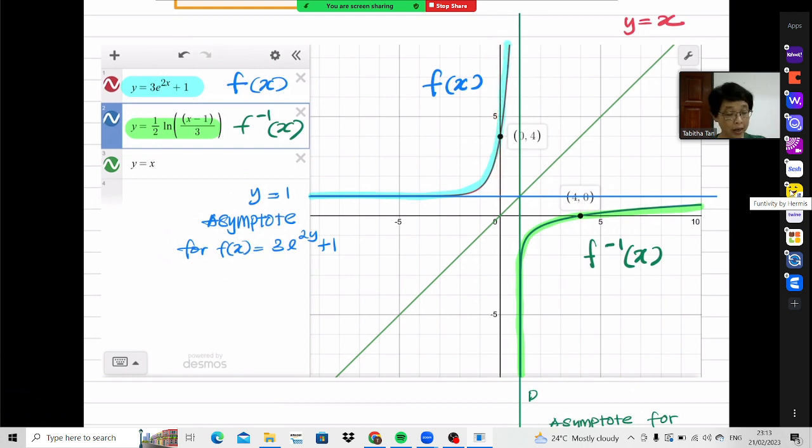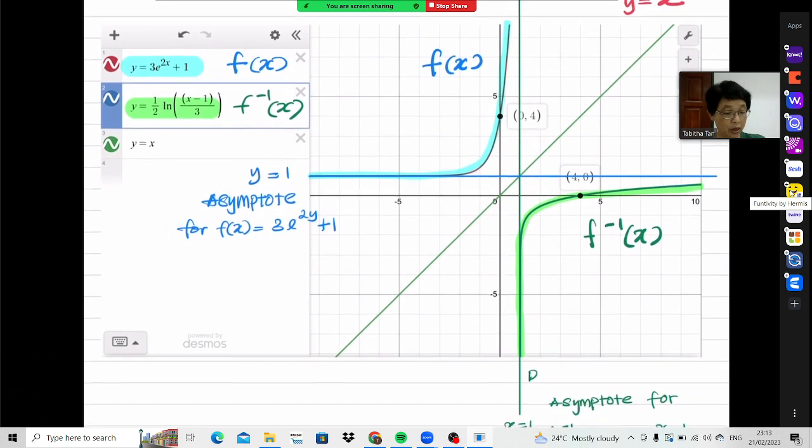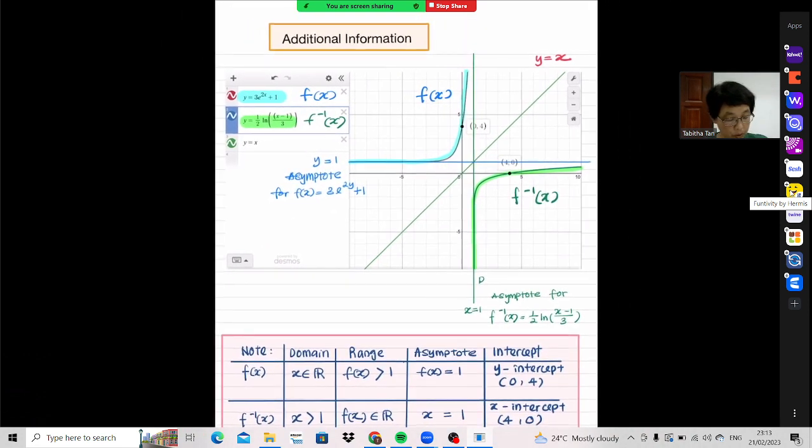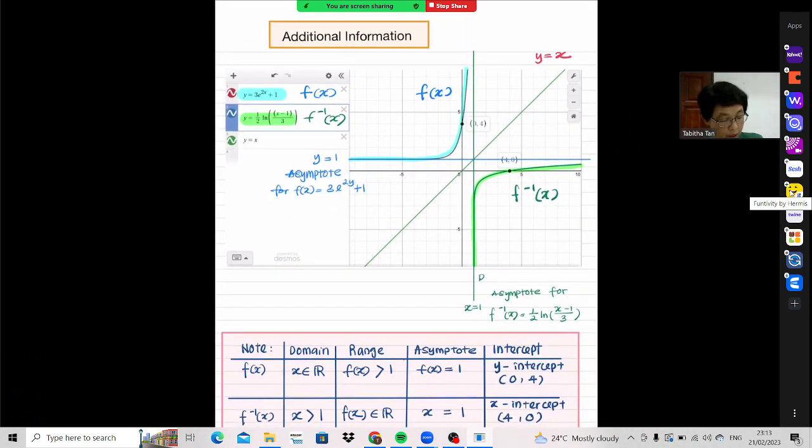Now let's take a look at this. The range of the function is bigger than 1, but you notice that for the inverse, the domain is bigger than 1. For this one it is the range of the function, but for this one it is the domain of the inverse. Again, you notice the interchange of x and y.